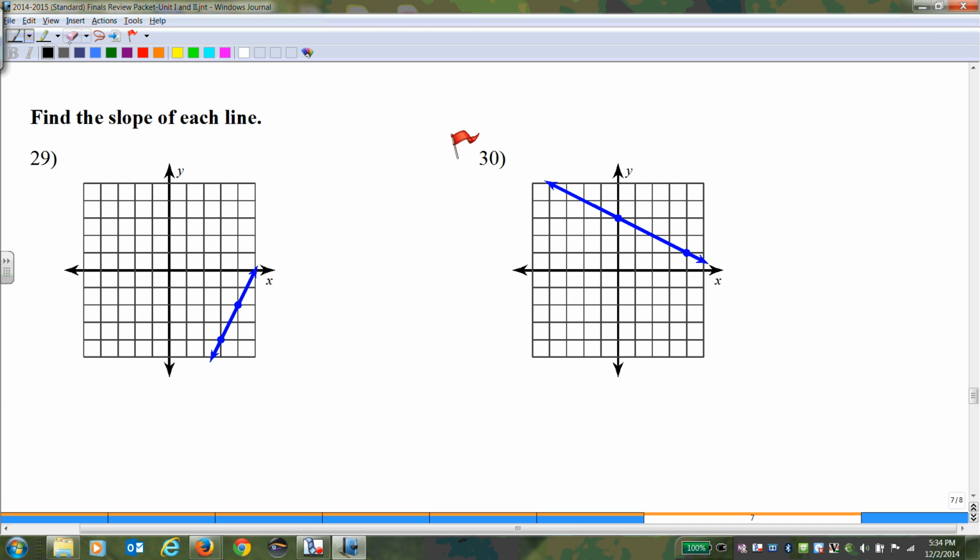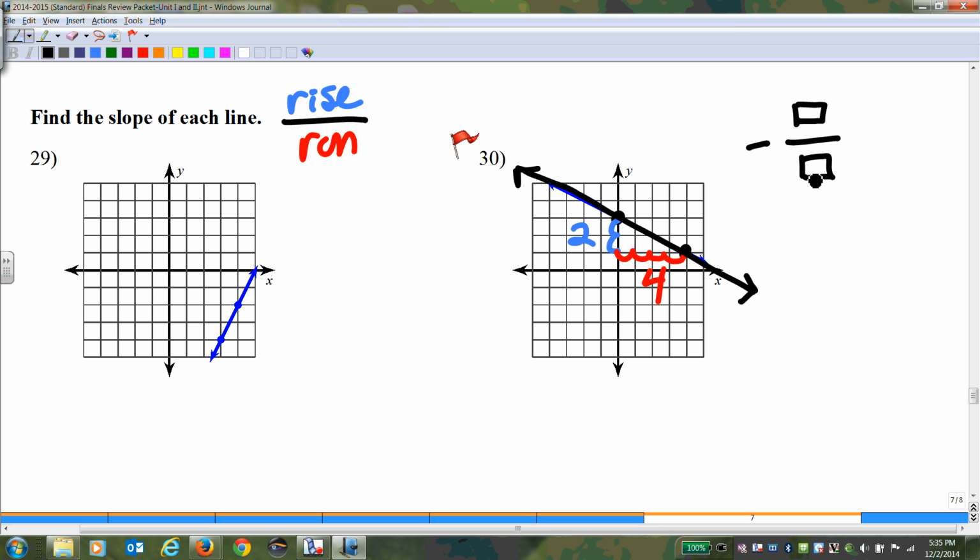For this one, we're going to find slope. And remember, basic definition of slope is the rise over the run. So we find 2 points of intersection. There's one. Count your rise. You count your run. Bunny hop it. So, and this is going downward from left to right. So that is going to be a negative slope. You go ahead and finish that up, reduce as necessary.